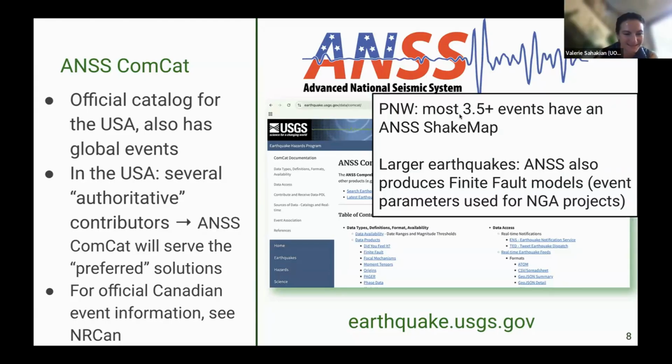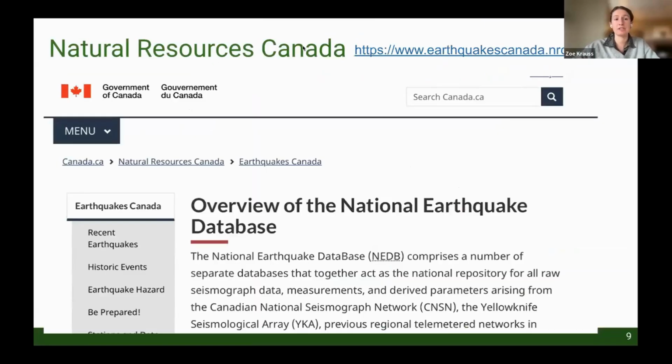In the PNW, most of the 3.5 plus events have an ANSS ShakeMap with associated station data that's coming from the PNSN. For larger earthquakes, there's also finite fault models. These are what's ported and used in the event parameters for NGA projects. All of these things can be accessed through the website or can also be collected programmatically, queried through code, etc. And then this is the landing page for Natural Resources Canada. That's the link here. I believe these slides will be online, so hopefully these resources are useful.